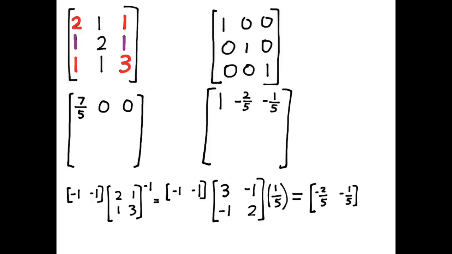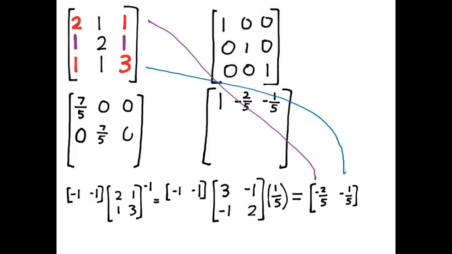So in other words, we're multiplying -2/5 times the first equation, and we're adding -1/5 of the third equation to the second equation. And when we do that combination, the second equation becomes 0, 7/5, 0. And then we do that to the identity matrix, and we get -2/5, 1, -1/5. And then we do that one more time.